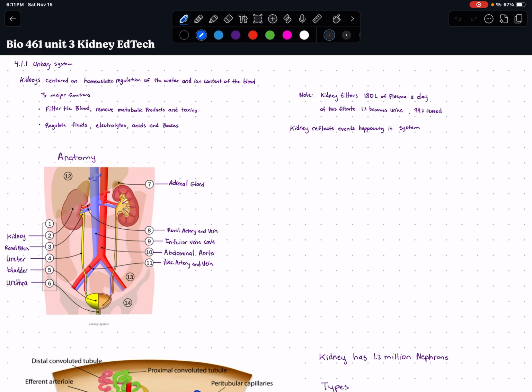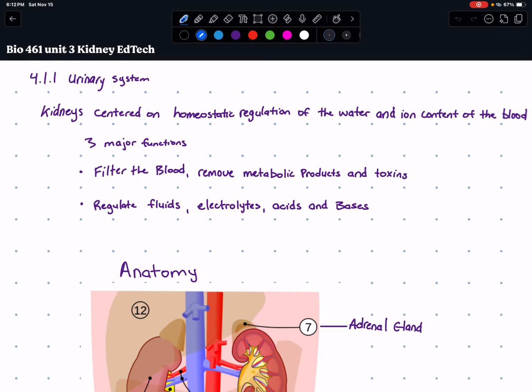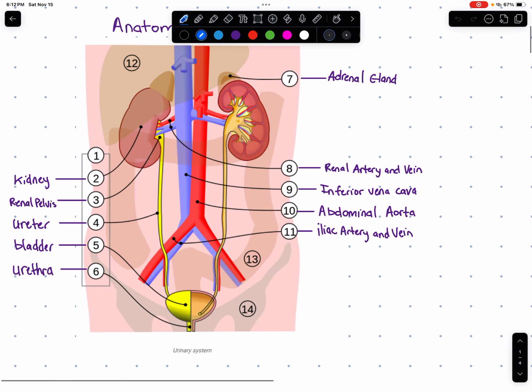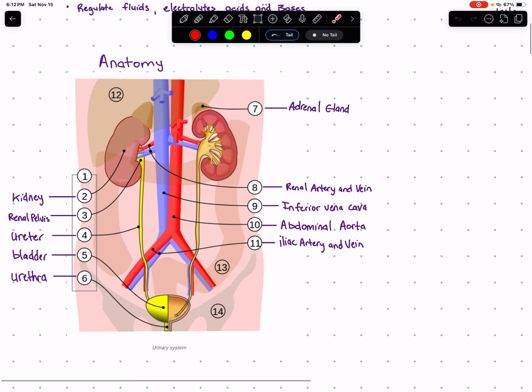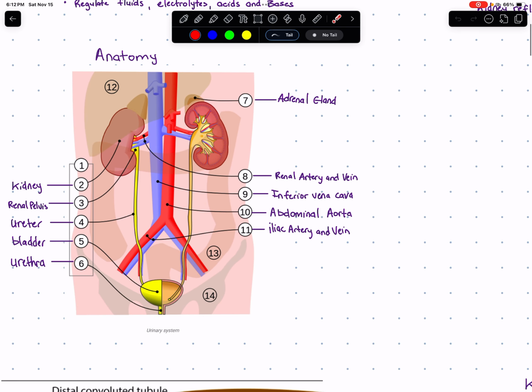Okay, today we're going to be talking about the kidneys and the urinary system. So, first we're going to go over some of the anatomy of the kidney. You have the kidney, which is here labeled as 1, and that goes through the renal pelvis and then into the ureter, then the bladder, and then the urethra to be peed out.